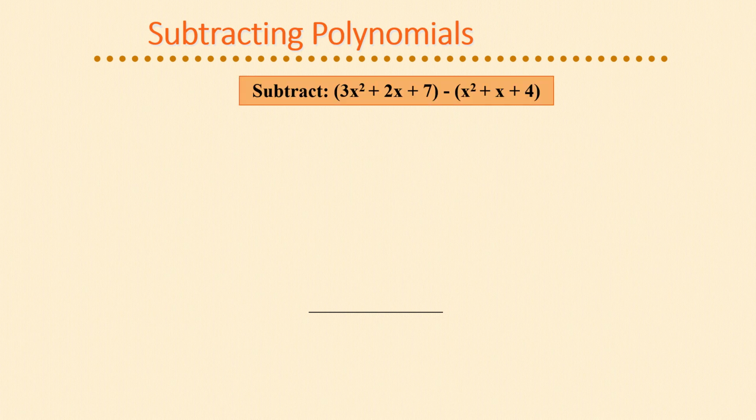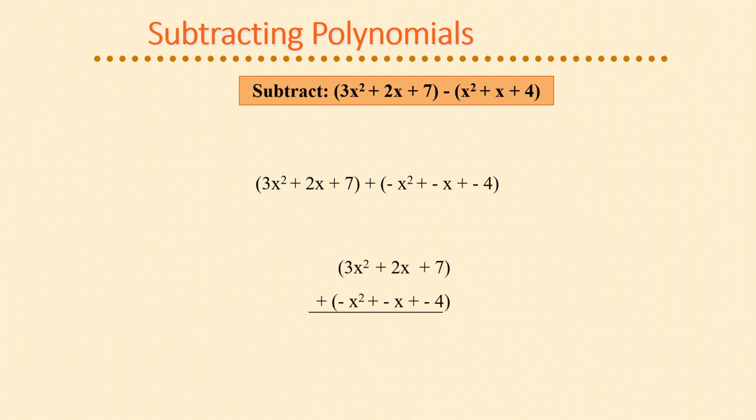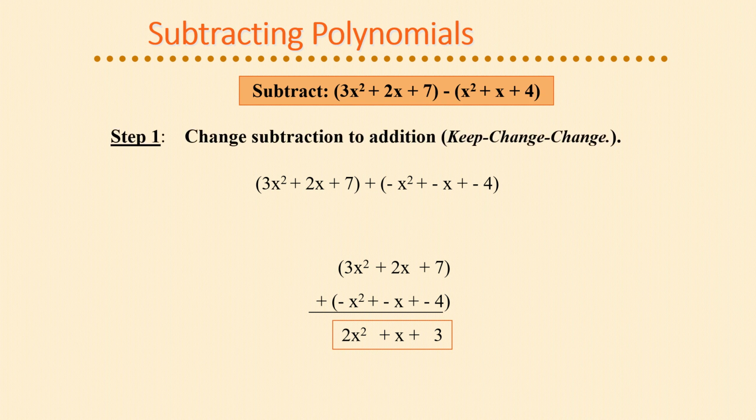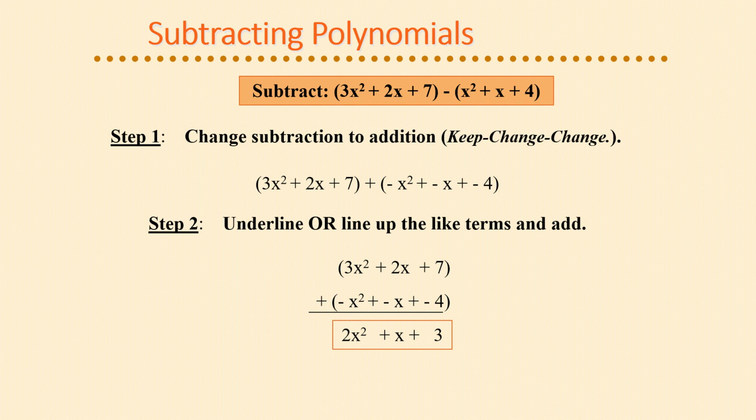Okay, so in subtracting polynomials, first step, change subtraction to addition. Keep, change, like this. And then we can also line up and stack them. So we have 3 minus 1 is 2x squared, 2x minus x is positive x, and then 7 minus 4 is 3.